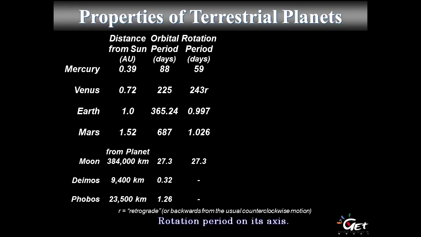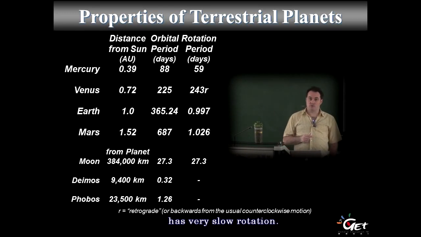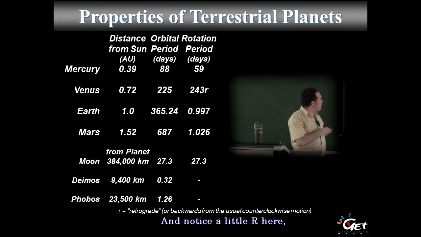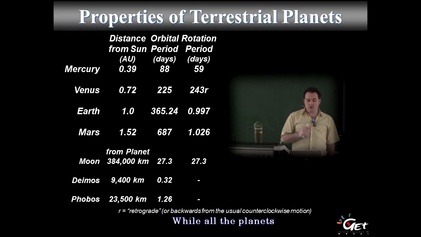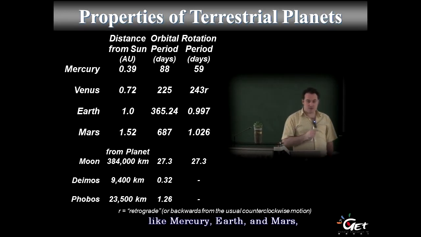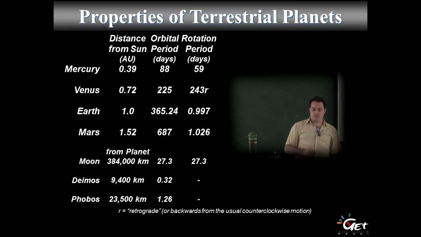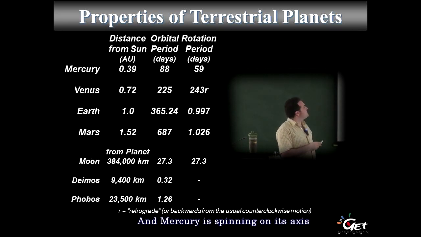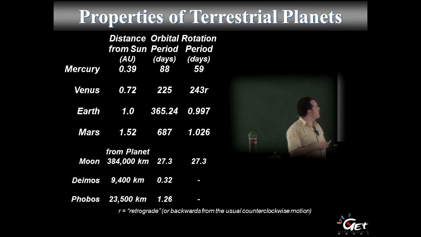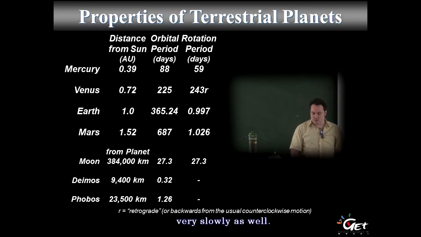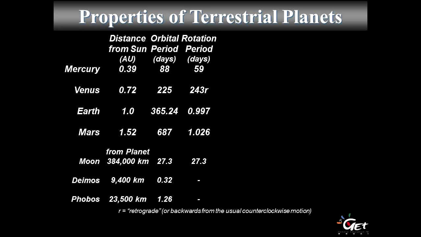Rotation period on its axis. You see Earth is more or less 1 day. We discussed that extensively. Mars spins on its axis at almost the same rate as Earth. But you see that Venus has a very slow rotation, and I noted a little R here. That means retrograde. While all the planets like Mercury, Earth, and Mars are rotating in one direction, Venus, for whatever reason, is rotating the other way around, and very slowly. And Mercury is turning on its axis very slowly as well, 59 days.